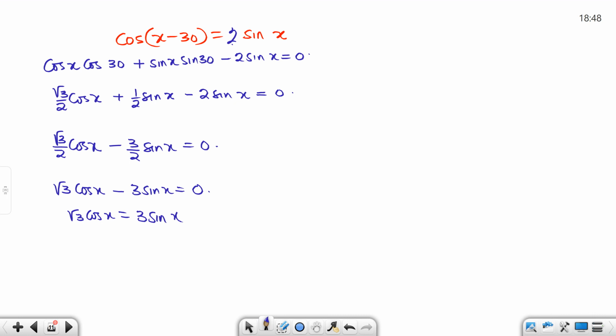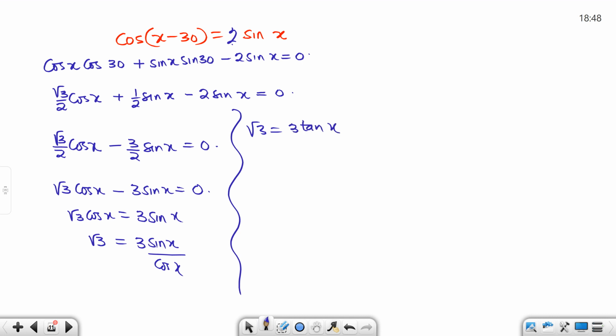I want to get tan now. How do I get tan? Sine over cos. So divide both sides by cos. What do I have? Let's take it gradually. 3 sine x over cos x. Are we okay there? What would this give us? Root 3 equals 3 tan x. Can we divide both sides by 3? Let's make it simple. Tan x equals root 3 over 3. Make sense? Now what do we do? Reference angle.